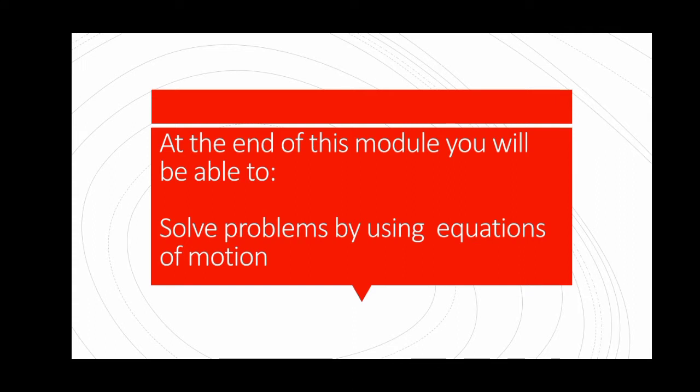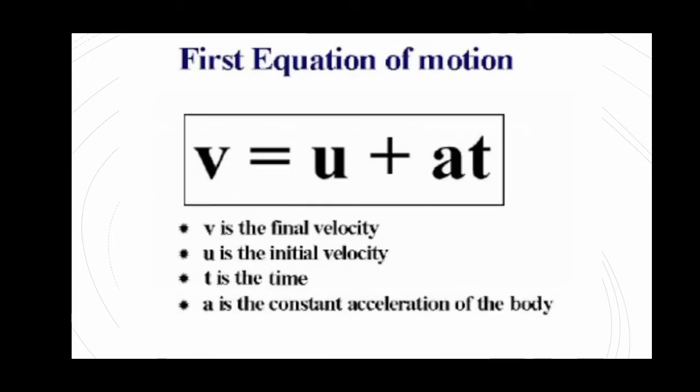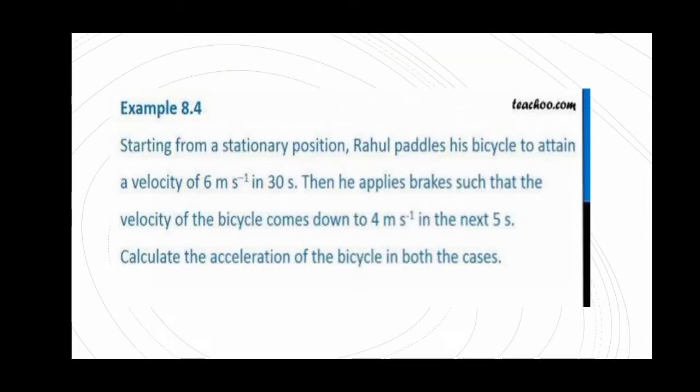At the end of this module, you will be able to solve problems by using equations of motion. First equation of motion: v equals u plus at, where v is the final velocity, u is the initial velocity, t is the time, a is the constant acceleration of the body.